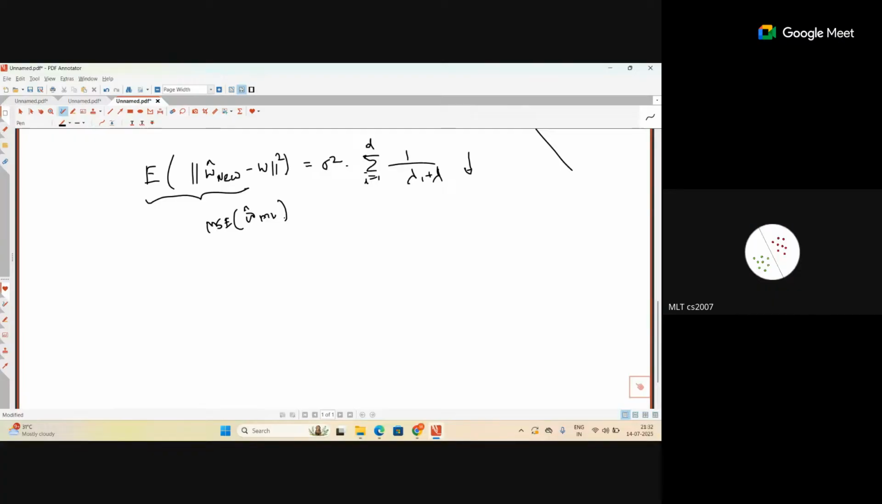So what does it say? There exists some lambda which will reduce the mean squared error. Which mean squared error? This one, right? W hat ml. Correct, right?